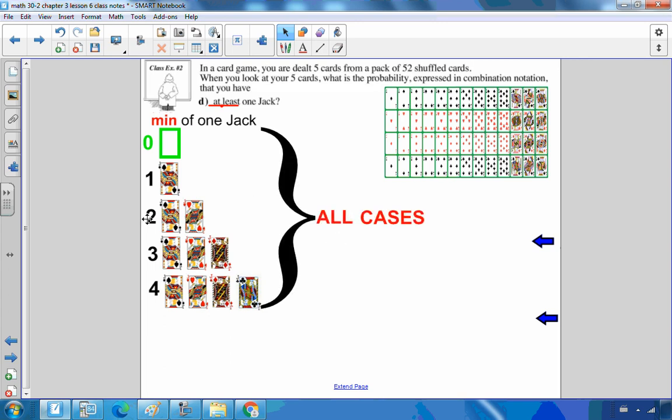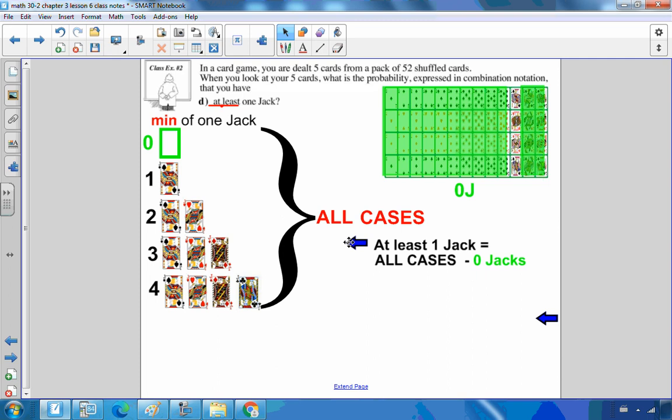So I could do all of these cases here, add them up together, or I could just look at all the cases minus the no jacks. That will give me at least 1. So that's what I think is the easiest way, so I'm going to do it that way. So you can see here's the jacks, but I don't want any of them.